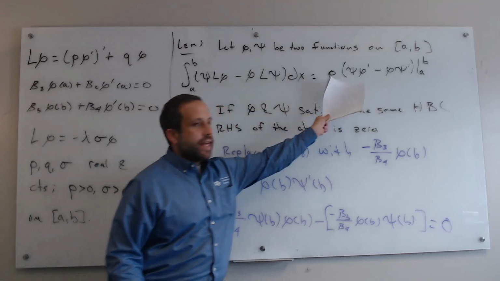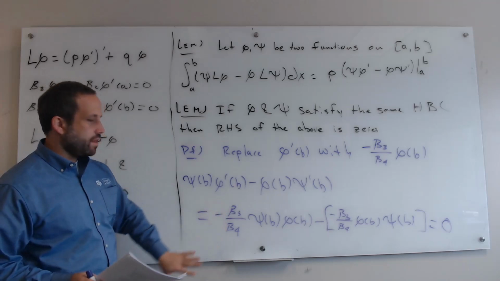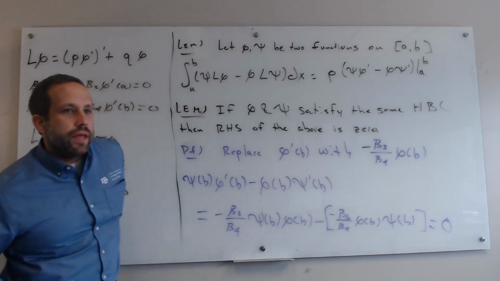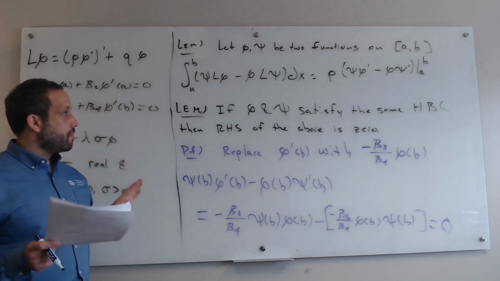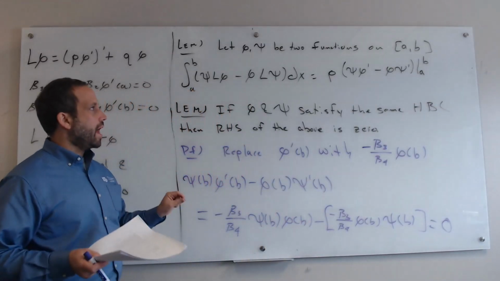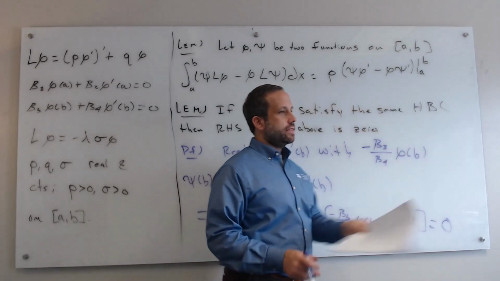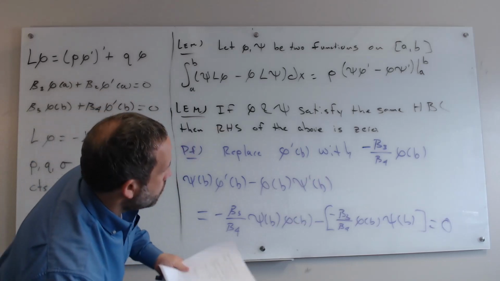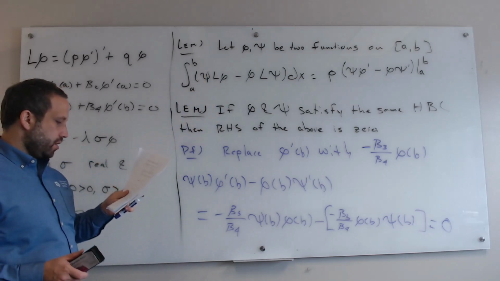So if psi and phi satisfy the same homogeneous boundary conditions, it's important that the betas are all the same, so that the beta 3 over beta 4 is the same as that beta 3 over beta 4. Then this is equal to 0. And actually something a little more than that is true. If you plug in B to here, you get 0. And if you plug in A to there, you get 0. So if phi and psi satisfy the same homogeneous boundary conditions, the right-hand side of that is equal to 0.